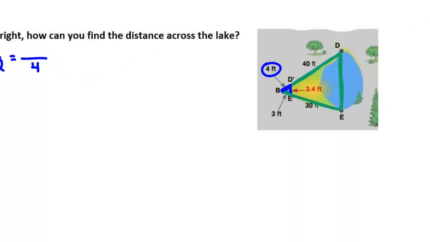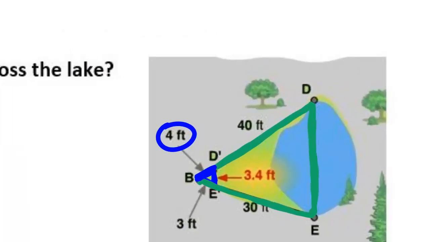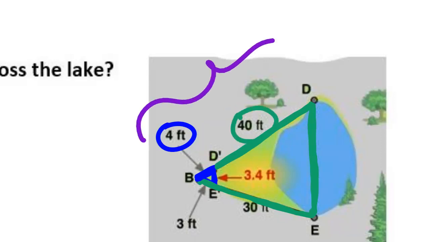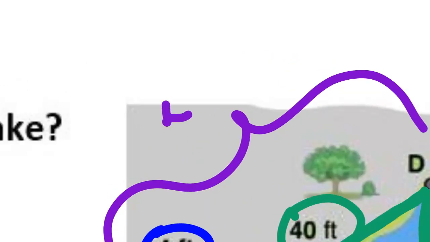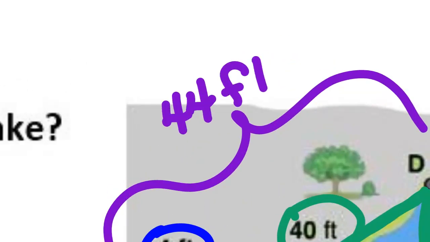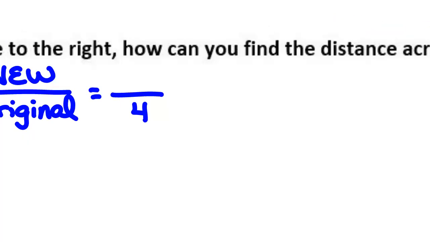The corresponding side to that, well, I don't know how big that whole side is, but I know from D prime to D is 40 feet. So that must mean it's how much? Not 40. 40 goes from here to here. I want to know how big is it, this whole side of the triangle. So remember, my triangle starts all the way down here at B. 44 feet. So that's what I would put up in my numerator.